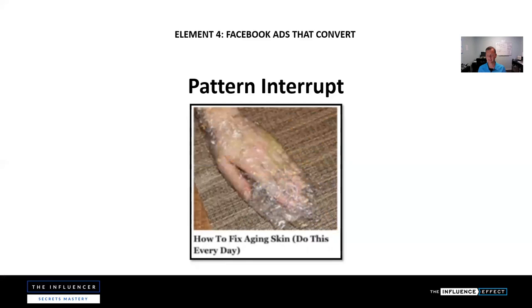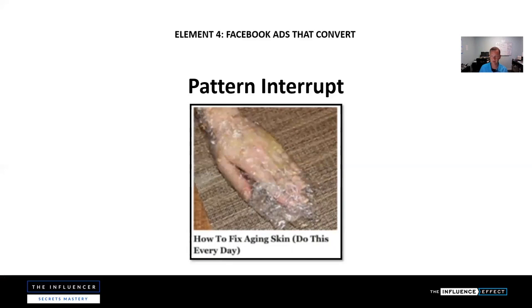Or this kind of grosses me out as well. This was used as an example, so I'm going to use it as well. It says, how to fix aging skin. Do this every day. And it seems like it's a hand and it's wrapped in some kind of plastic something. I'm not really sure. But if you're thinking, oh my gosh, what in the world is that? You're creating that really compelling, hey, I need closure on this. I need to figure this out. But I'm also creating the pattern interrupt when I have those kinds of things. So obviously these are very out there type of examples.